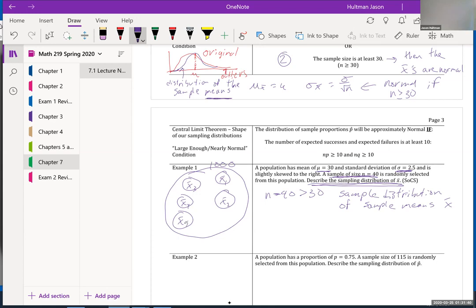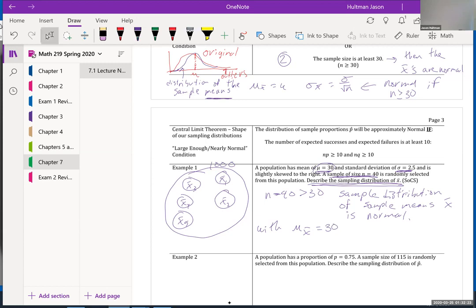Okay, and when I do all of these averages of the original, I could have some really high numbers, but they're going to get counterbalanced by some low numbers as well. And as an aggregate, it's going to end up being a normal distribution. So the sampling distribution of sample means is normal, or nearly normal, with mu of x bar equaling the original mu. Well, what's the mu of the population? It's 30.